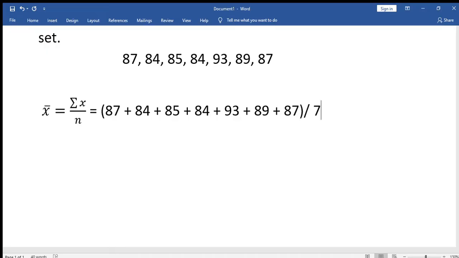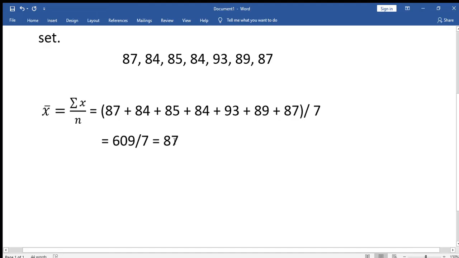So now, if we are going to find out the sum of the 7 scores, we have 87 plus 84 plus 85 plus 84 plus 93 plus 89 plus 87, we will be getting 609. Okay, so here we will be getting 609 all over 7. We will be dividing this by 7. So now the mean is equal to, what do you think is our mean? So dividing 609 by 7, we have now our mean. The mean now is equal to 87.